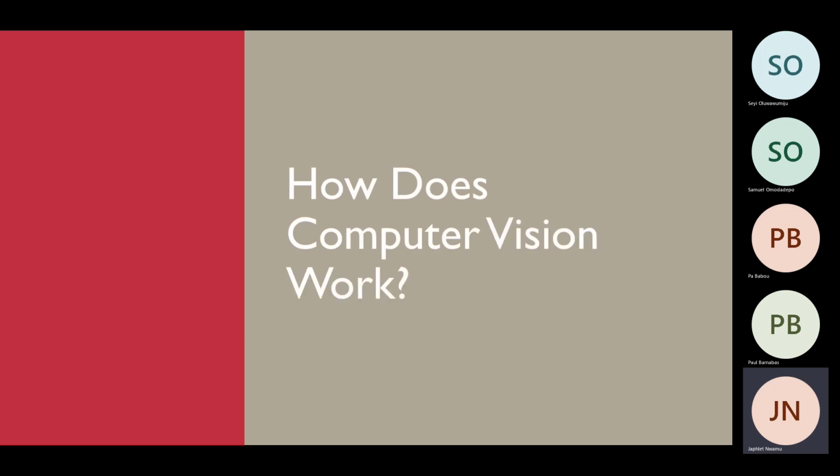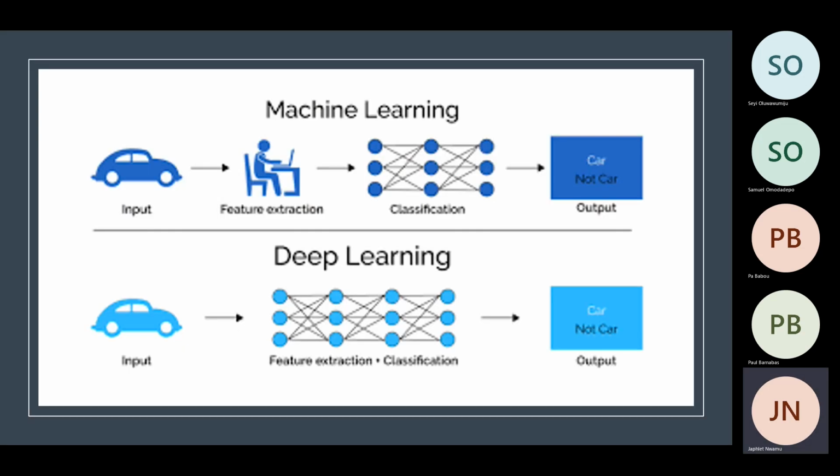Now, how does computer vision work? Here is a brief summary of how computer vision works. So the first thing, there are two ways you can build your computer vision systems. First one is through machine learning. And as the name implies, machine learning has to do with your machines, not just your physical machines, not just robots, but your software solutions being able to learn.